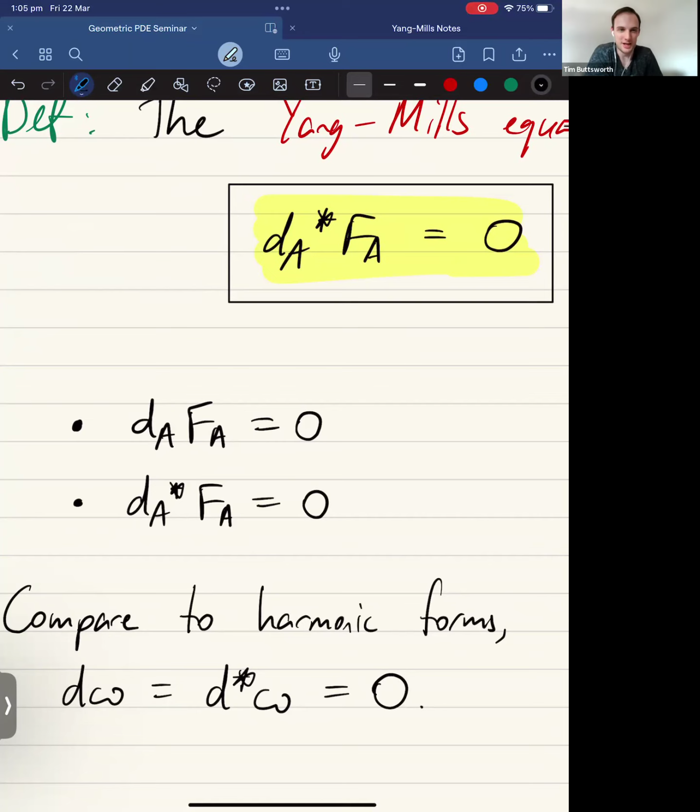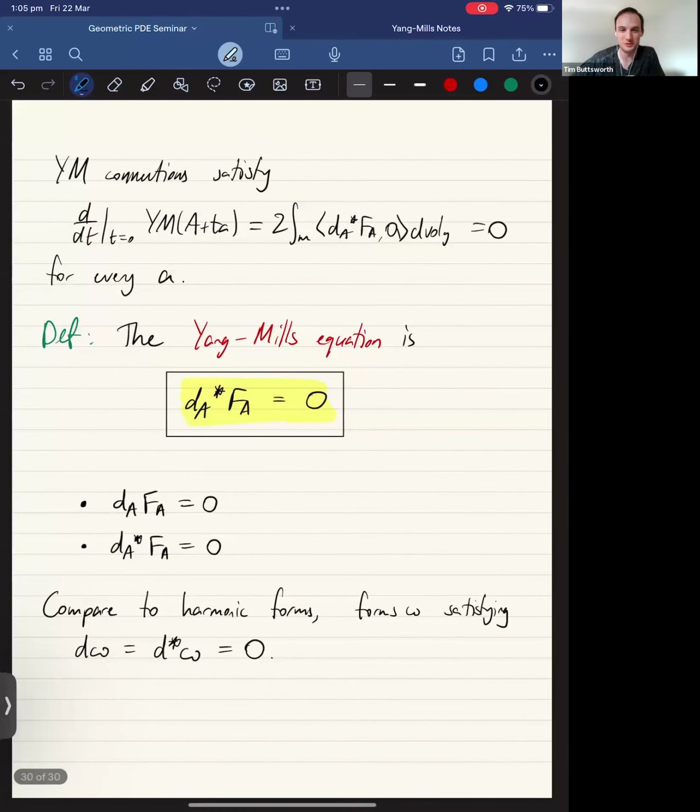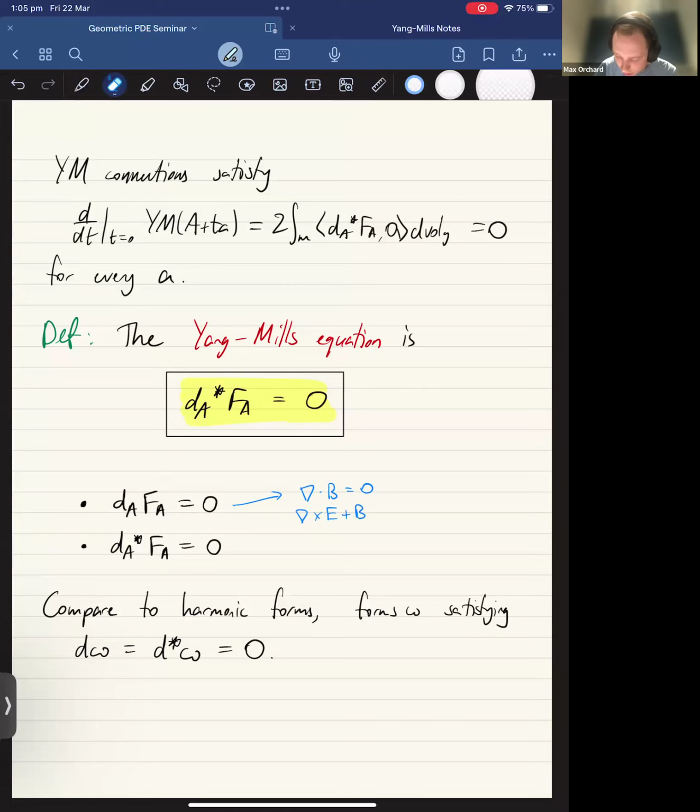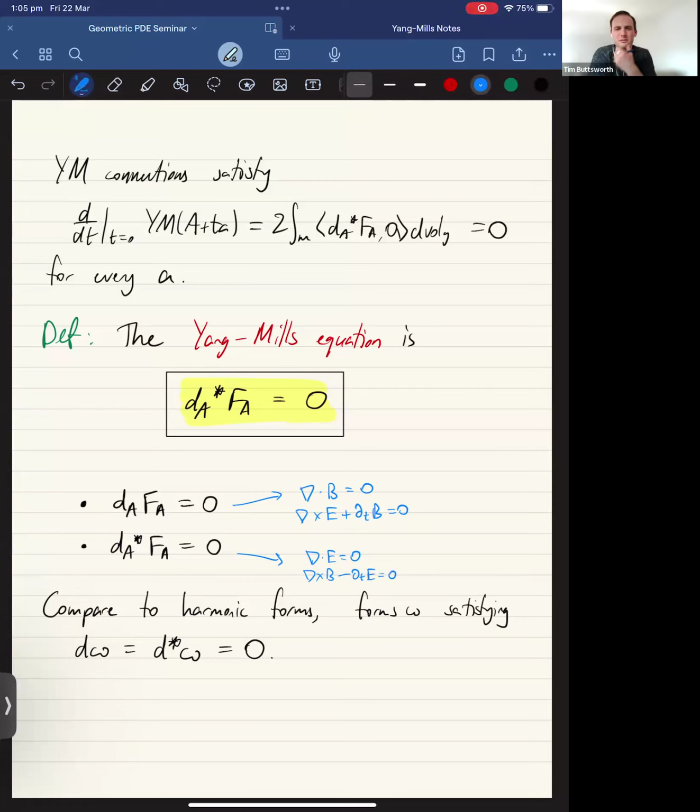Max, perhaps you could write them down just in terms of curl and divergence real quick. Yes, I've got that on a page here. So this equation gives you these two. This and this equation gives you this, if you look at a specific connection.